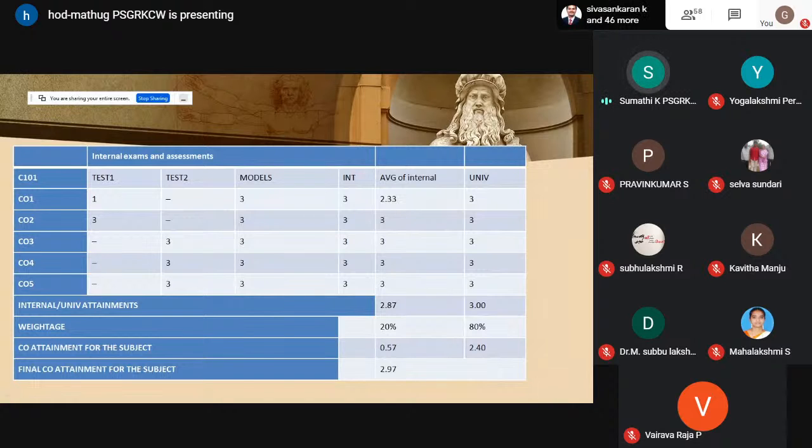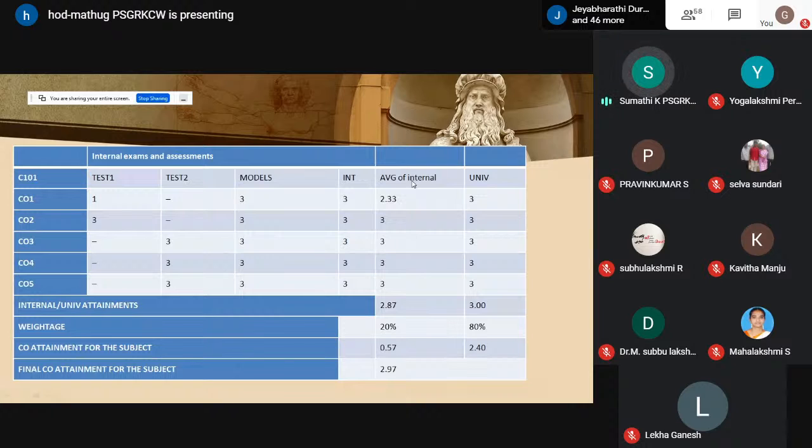For the internal examination and assessment, in test 1, CO1 we have already calculated. We have seen it is equal to 1 only. And for CO2, the value in test 1 is 3. For test 2, it is 0, because we have not asked any questions in CO1 and CO2 in test 2. Similarly, CO3, CO4, CO5 in test 1, I have not asked any questions, therefore I will not get any score here. Whereas here I have got the score as 3, 3, 3 based on the rubrics, how many students have scored more than the threshold level. In the model examination also, I have found all these components, and the average value of the internal is found.